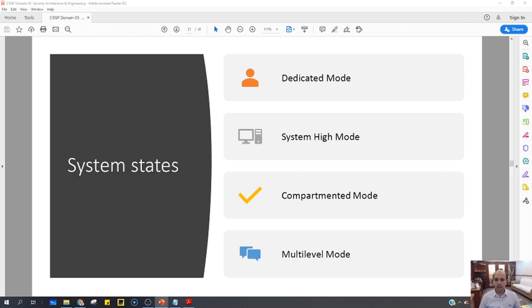Multi-level mode means the system can have multiple state systems. The subject does not have clearance for all the data processed, right? Each state will have different clearance here. So the subject clearance dominates the object label here. The user needs to have approval and need to know for only the data they need to access. So these are the 4 different system modes which we need to understand for the exam.